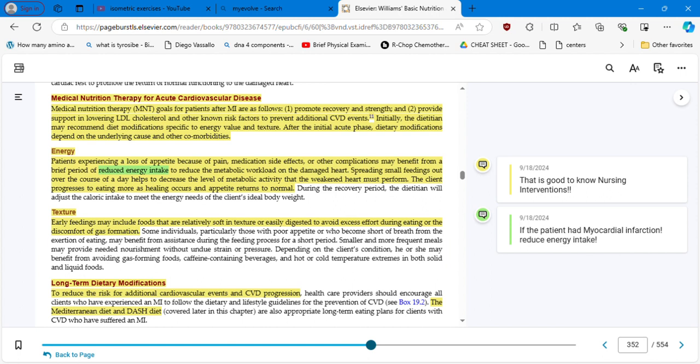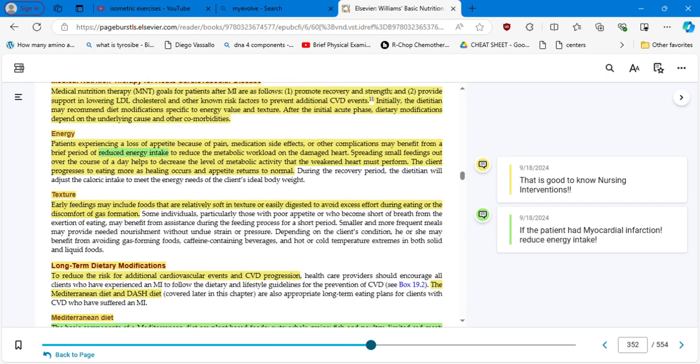Energy. Patients experience a loss of appetite because of pain, medication side effects, right? They experience a loss of appetite because of this, or other complications. They may benefit from a brief period of reduced energy intake to reduce the metabolic workload on the damaged heart. Okay, so we need to spread the meals into small feedings, and we need to push in such a way that we decrease the level of metabolic activity that the weakening heart must perform. And that's good to know. Nursing interventions, that's good to know.